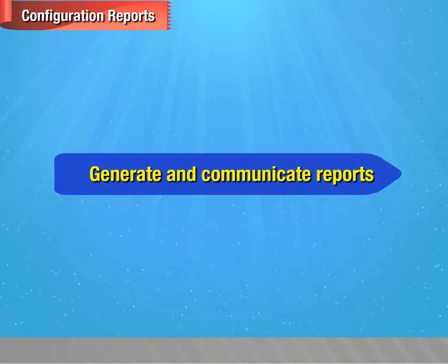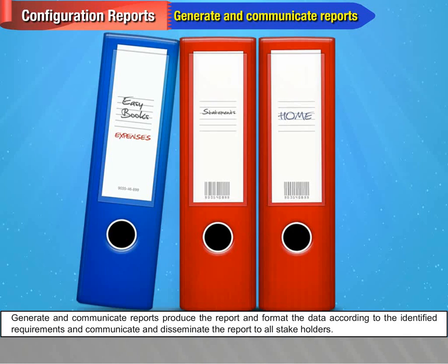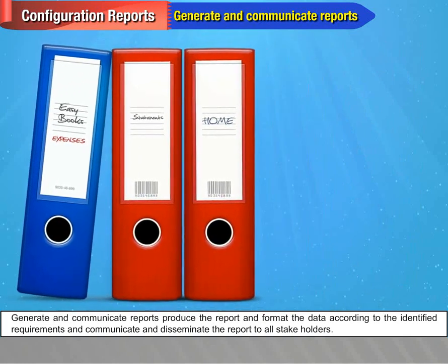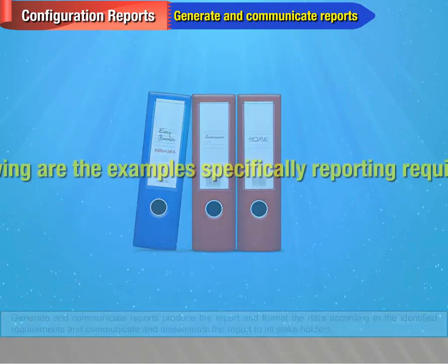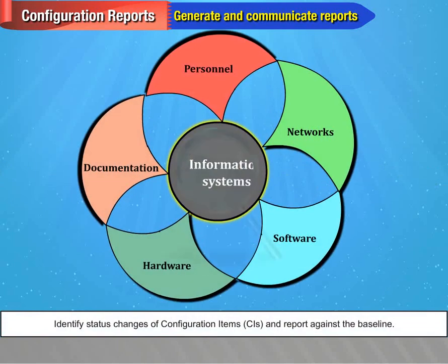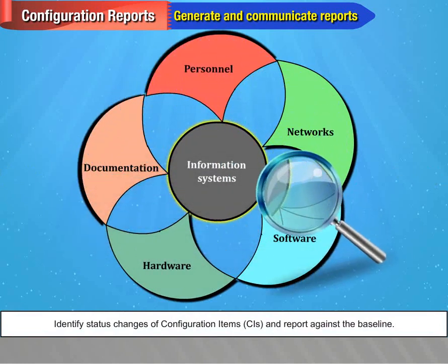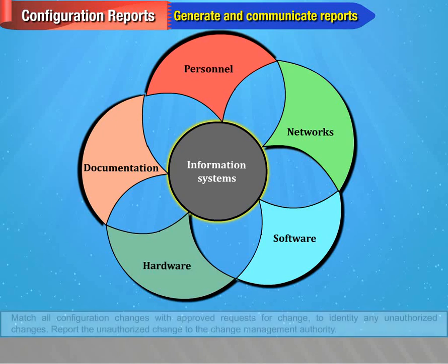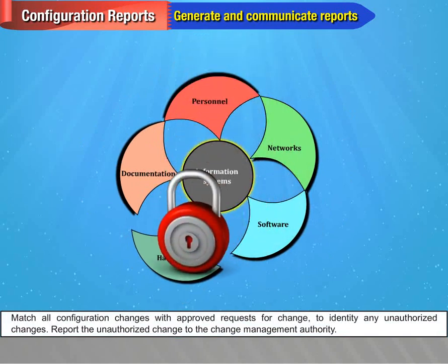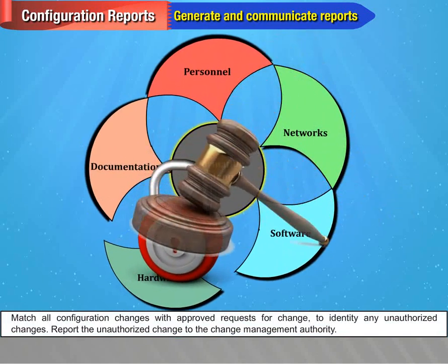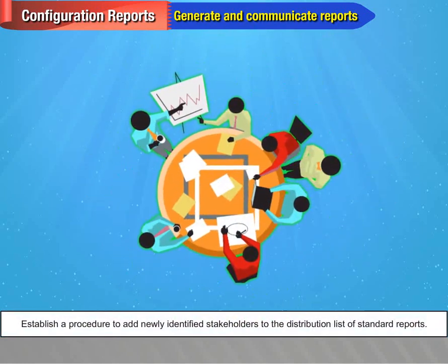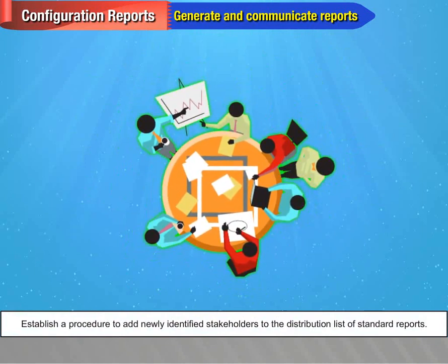Generate and communicate reports. Produce the report and format the data according to the identified requirements and communicate and disseminate the report to all stakeholders. Following are examples of specific reporting requirements. Identify status changes of configuration items (CIs) and report against the baseline. Match all configuration changes with approved requests for change to identify any unauthorized changes. Report the unauthorized change to the Change Management Authority. Establish a procedure to add newly identified stakeholders to the distribution list of standard reports.